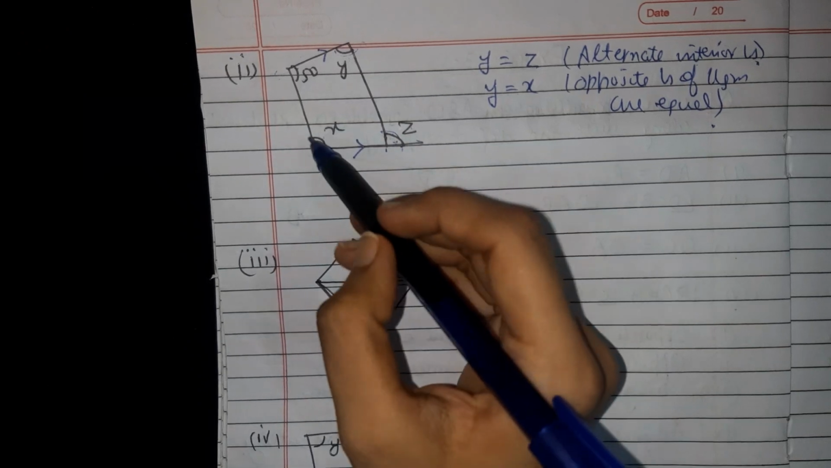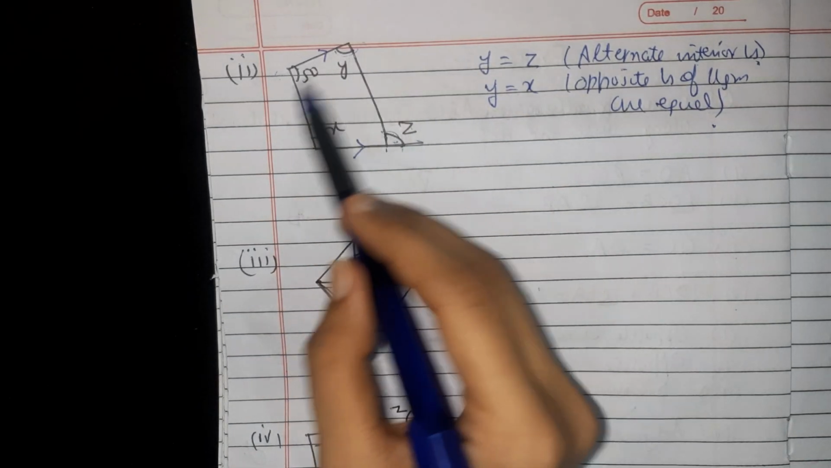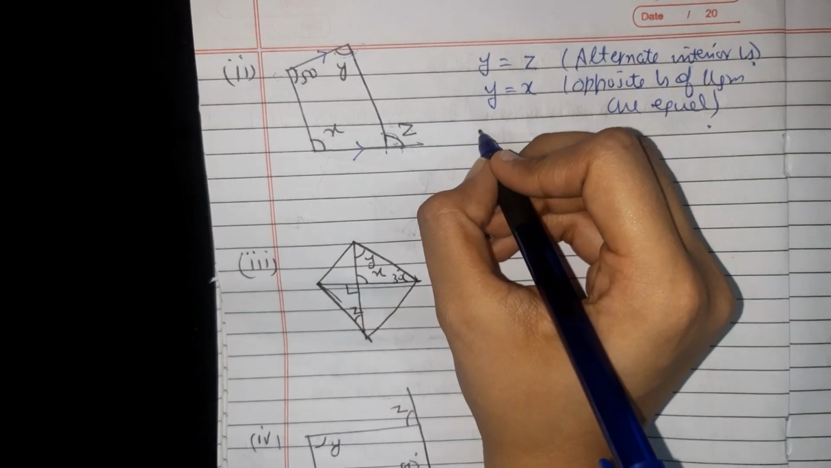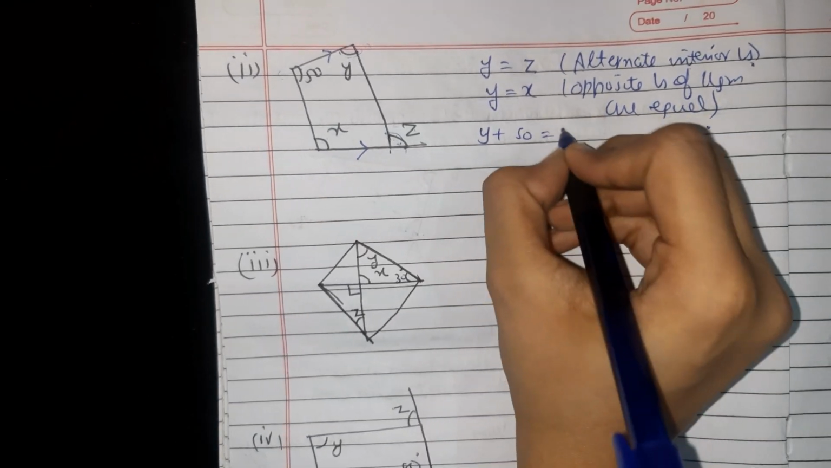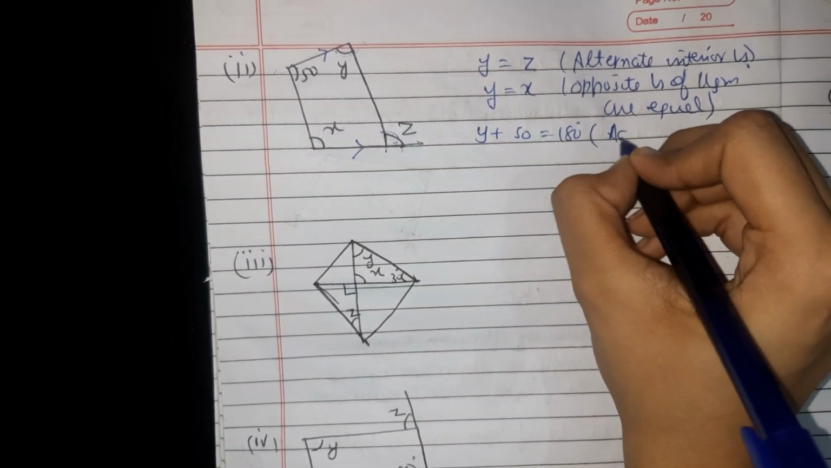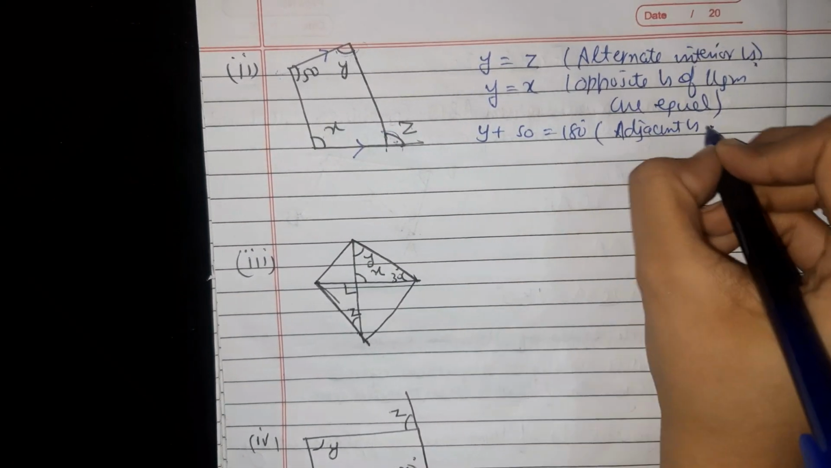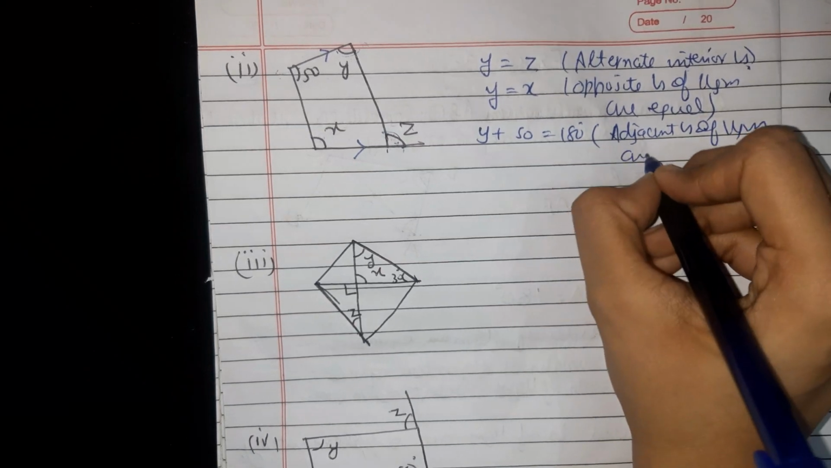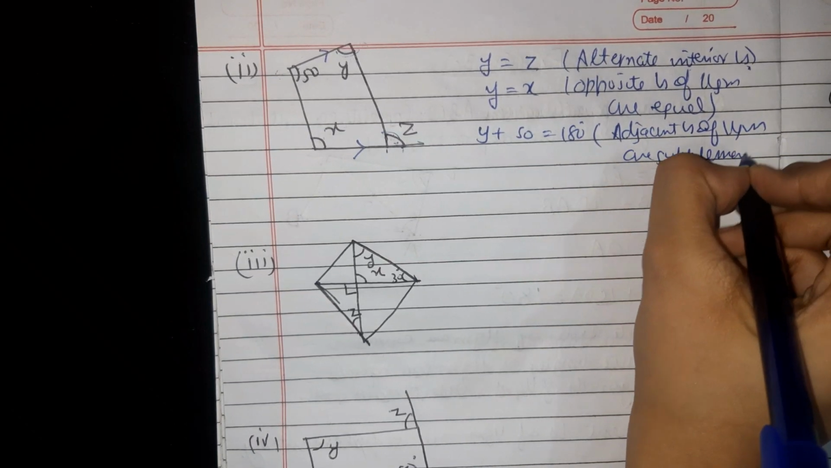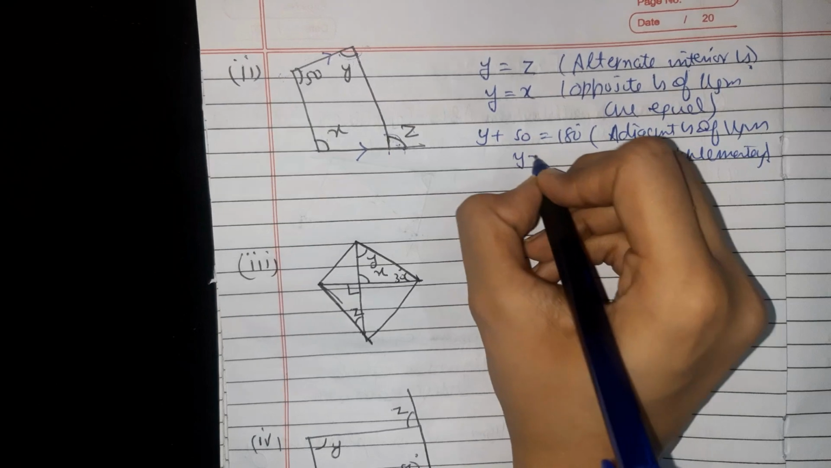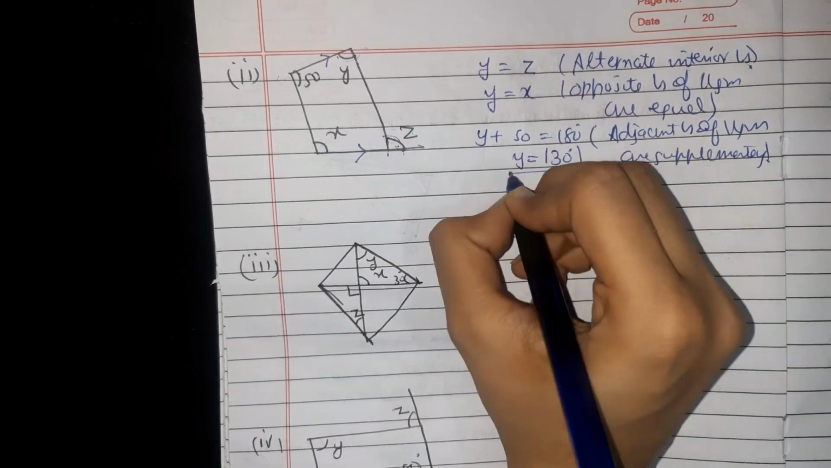And we also know that the adjacent angles of the parallelogram are supplementary. So y plus 50 degrees is equal to 180 degrees. Adjacent angles of parallelogram are supplementary. So y will be equal to 130 degrees.